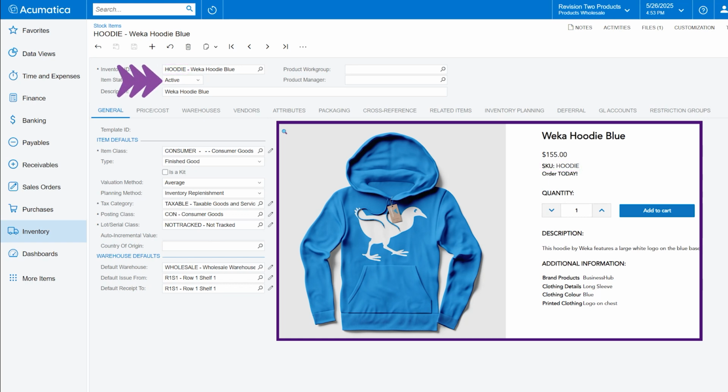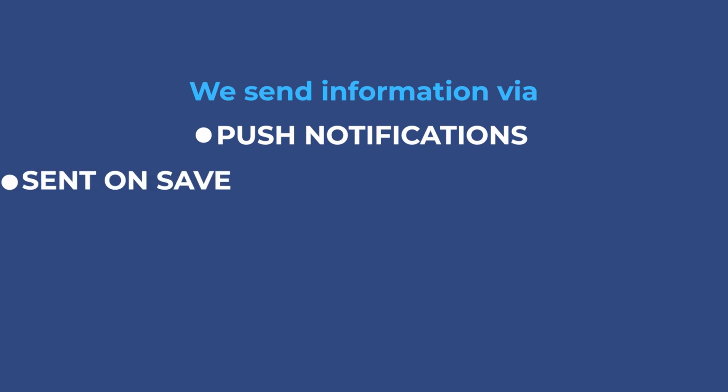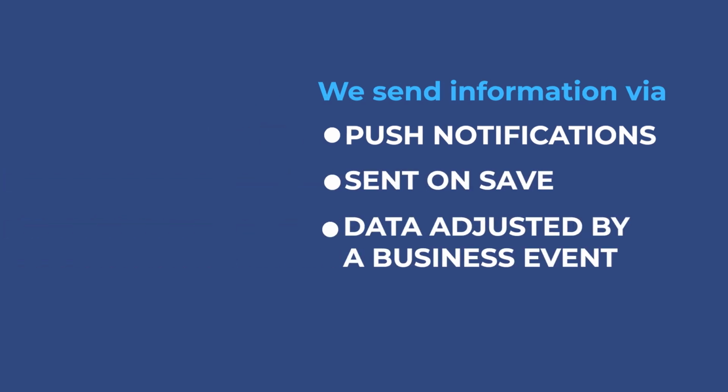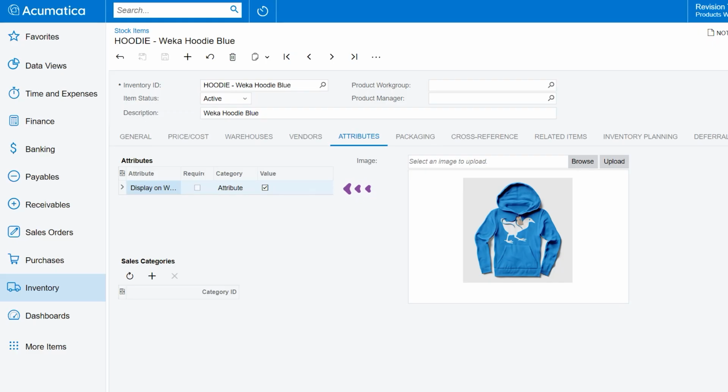We sync active products. We send information using push notifications, sent on save, or data adjusted by a business event. There is one-way integration between Acumatica and the website. We use an attribute in Acumatica to determine whether to display on the website.